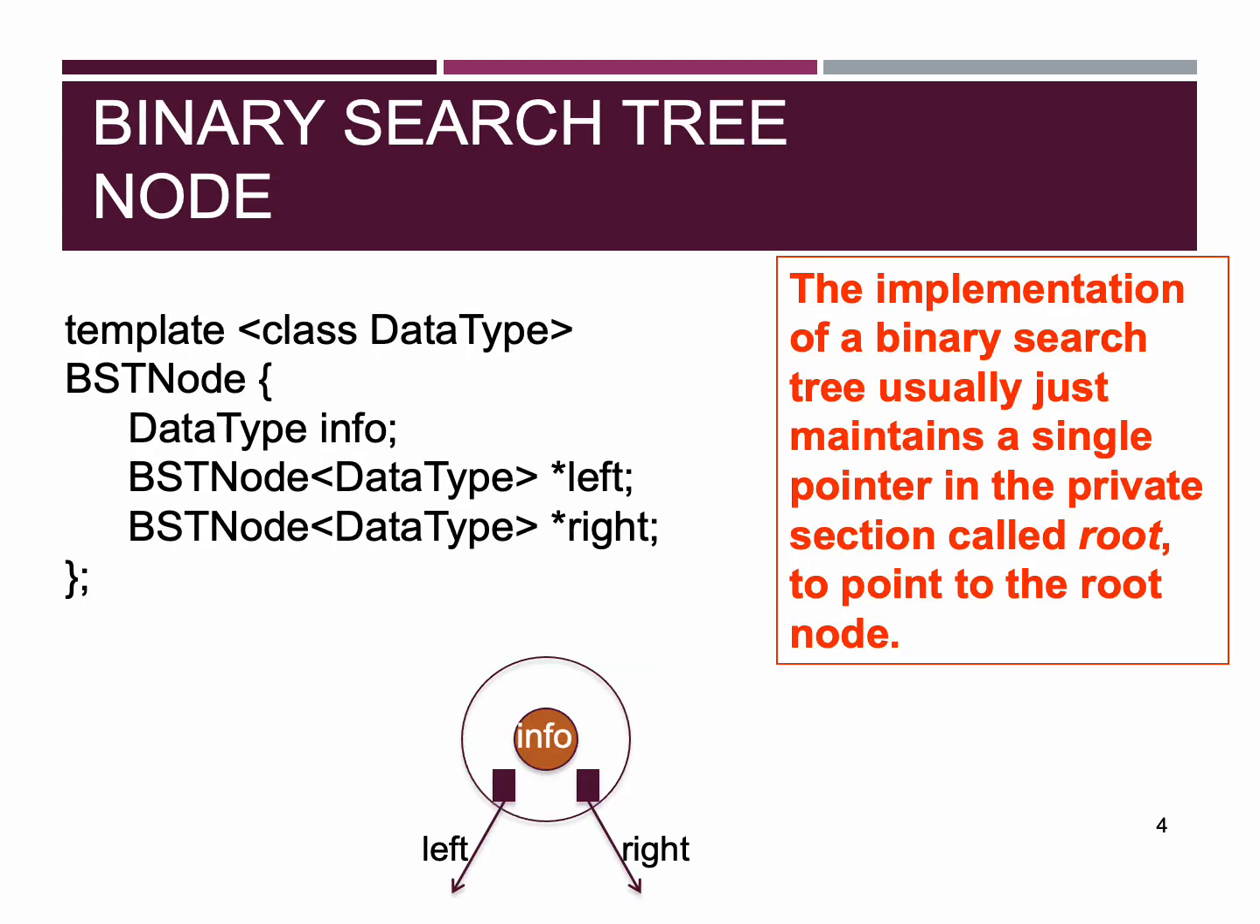So here in this code, we have a template class data type, then the binary search tree node, BST node, with data type info, BST node data type left, and BST node data type right. The implementation of a binary search tree usually just maintains a single pointer in the private section called root to point to the root node.